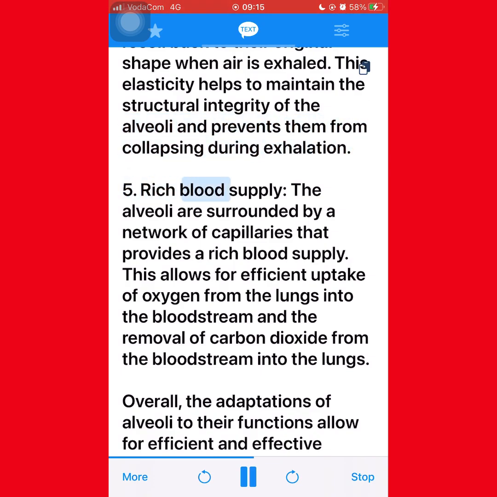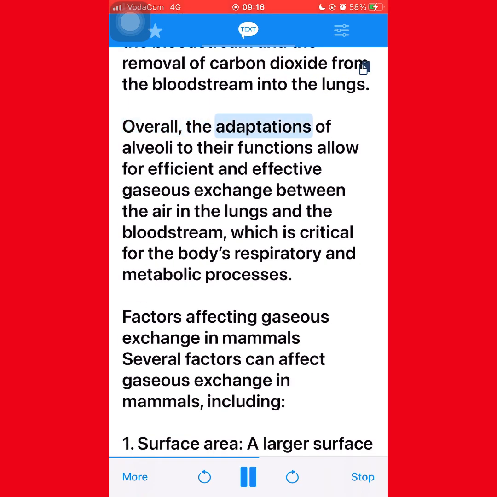5. Rich blood supply. The alveoli are surrounded by a network of capillaries that provides a rich blood supply. This allows for efficient uptake of oxygen from the lungs into the bloodstream and the removal of carbon dioxide from the bloodstream into the lungs. Overall, the adaptations of alveoli to their functions allow for efficient and effective gaseous exchange between the air in the lungs and the bloodstream, which is critical for the body's respiratory and metabolic processes.